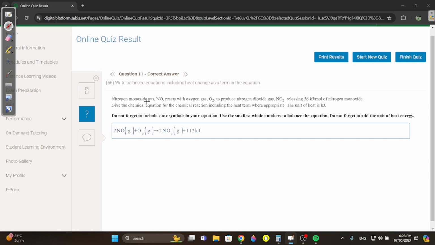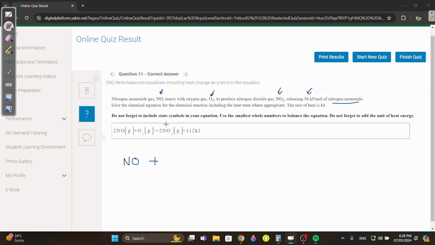Okay, nitrogen monoxide gas NO reacts with oxygen gas O2 to produce NO2, releasing 56 kilojoules per mole of nitrogen monoxide. They're saying write the equation. This is very easy. I'm going to show you the steps I used to solve. First thing, we have to write down our reaction, right?